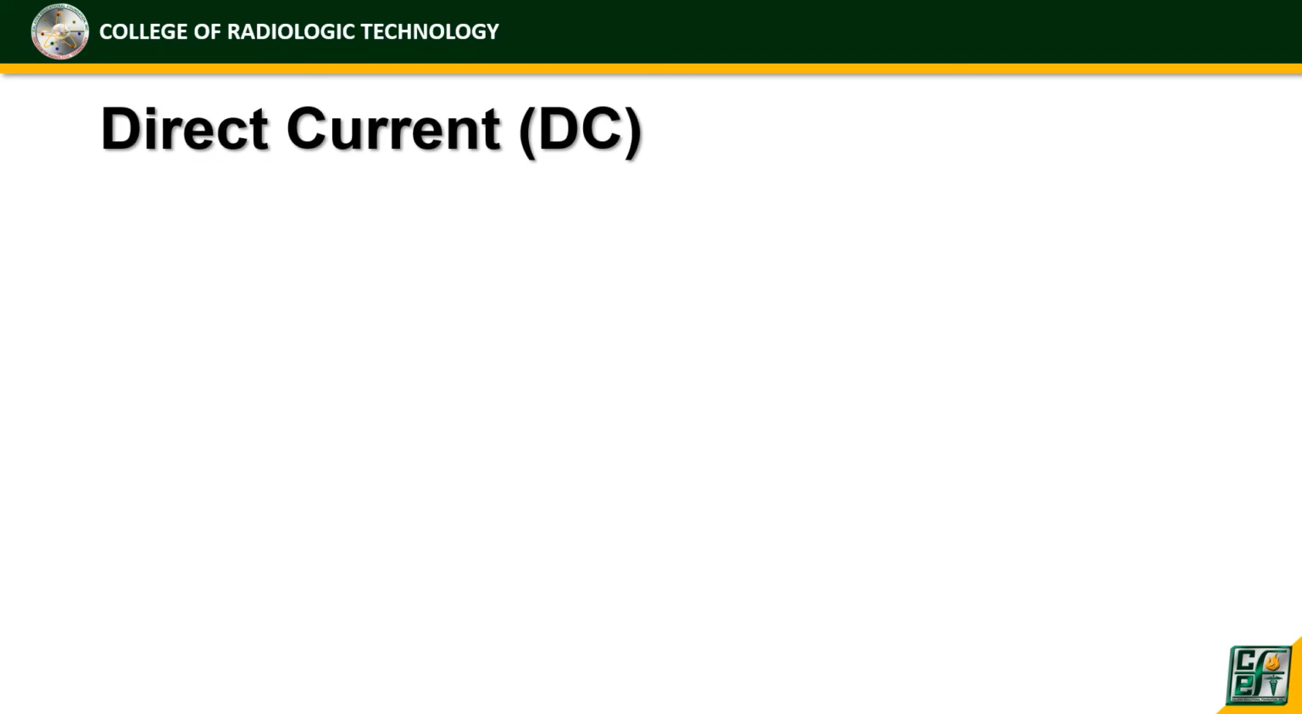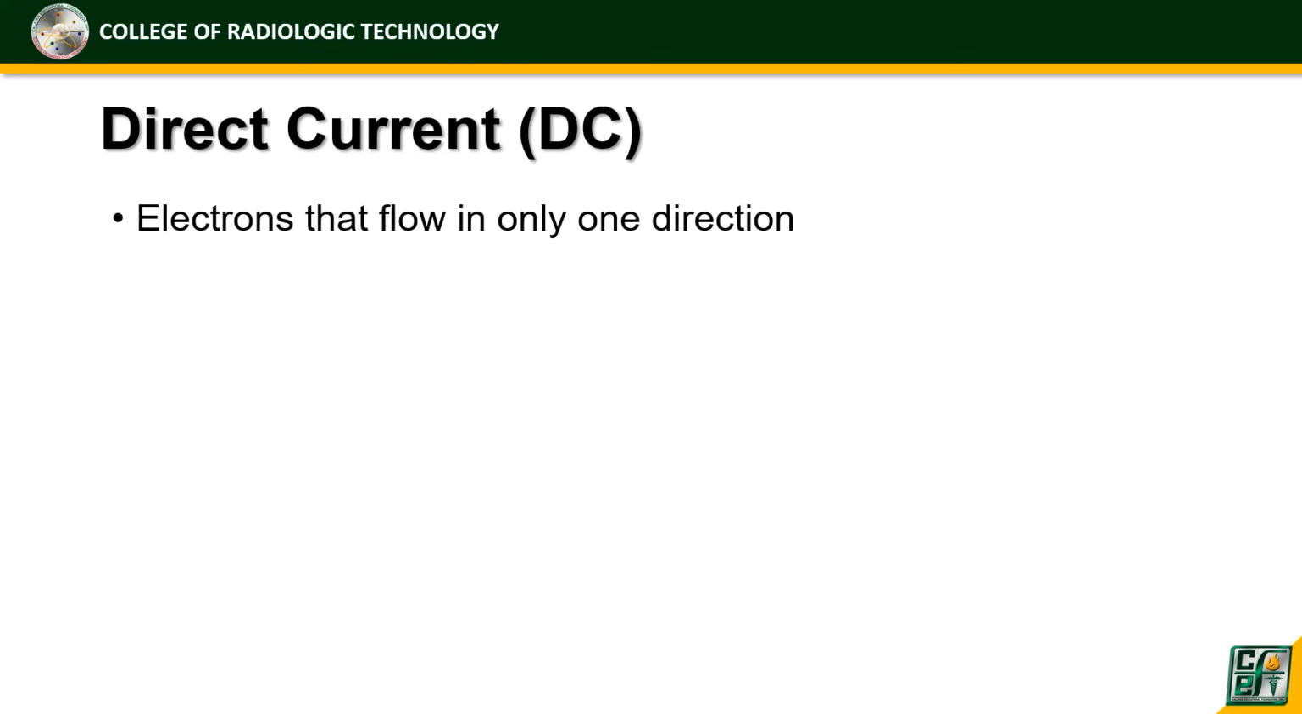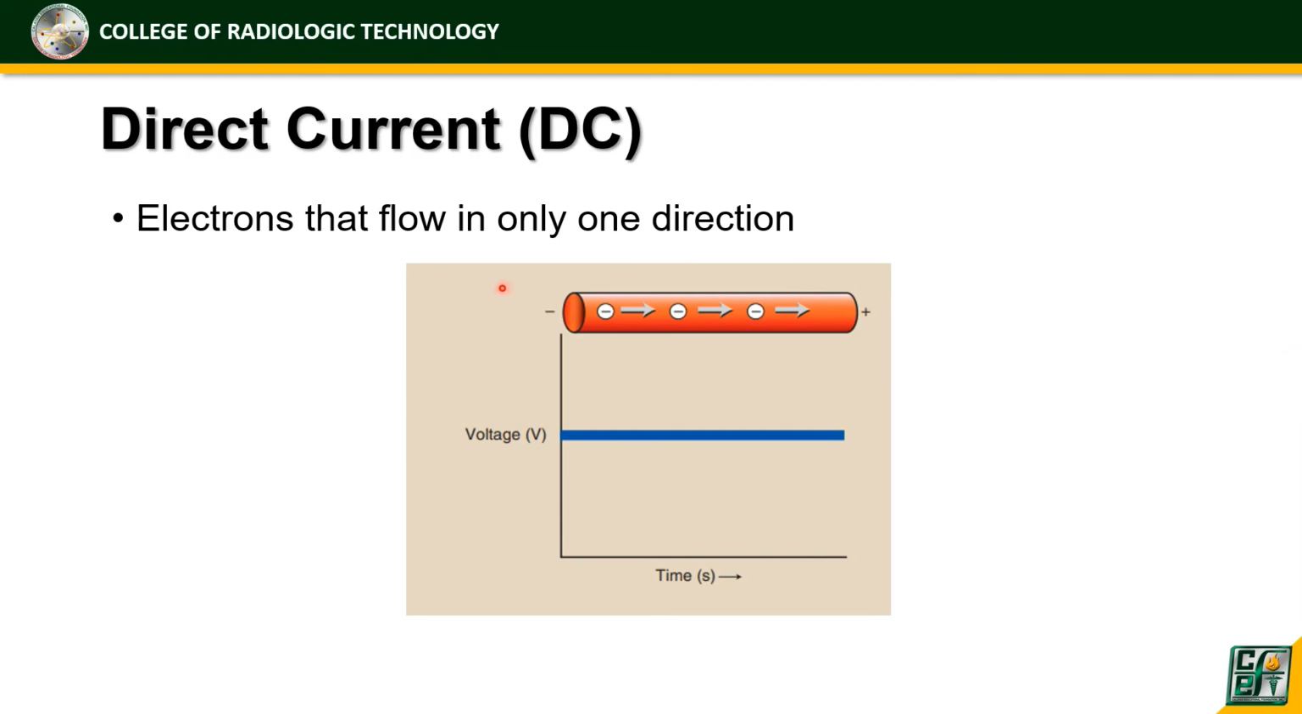So now we proceed to the difference between the direct current and the alternating current. First, direct current: electrons that flow in one direction only. Isang direction lang daw dumadaloy ang electrons. As you can see in the illustration, ito yung electrons in one direction only, at ang kanyang voltage ay diretso lang.